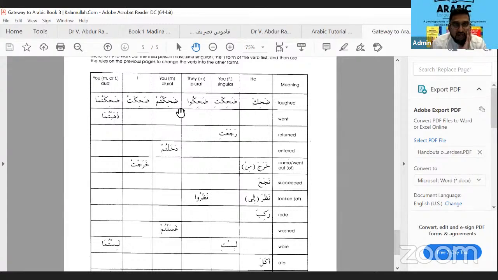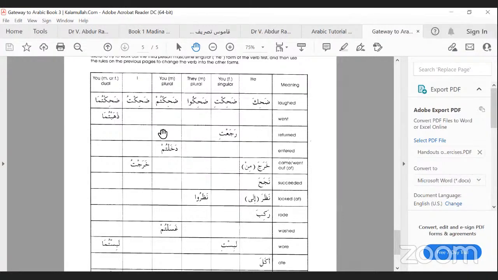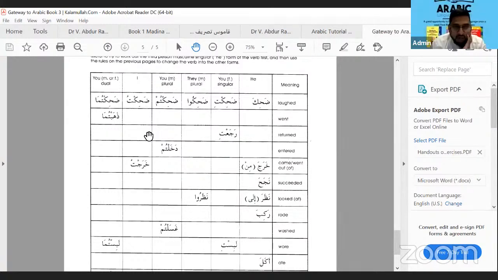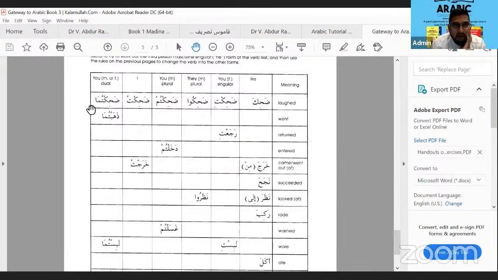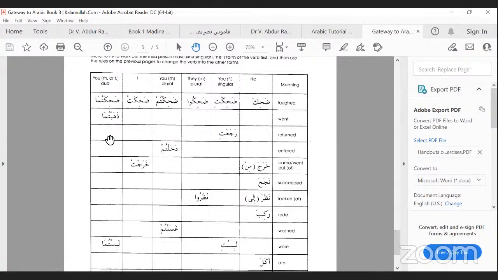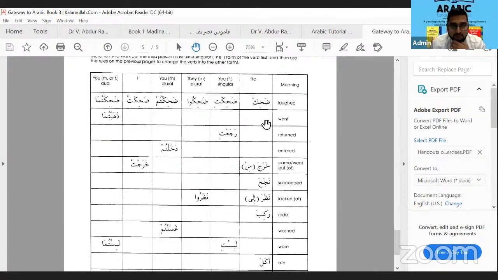And next one, Dhahika became Dhahiktum. So Raja'a, Raja'tum. Good boy. Next one, Dhahika became Dhahiktu. Raja'a will become Raja'tu. Excellent. Next one, Dhahika became Dhahiktuma. How would the next one become? Raja'tuma. Excellent. Now I'm going to ask Binish.